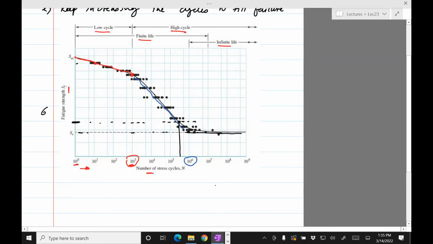Those two lines, this curve and this line along the x-axis, meet at infinity, which means that the part is never going to fail, provided the load is SE or less than SE. So that SE is a very important number.